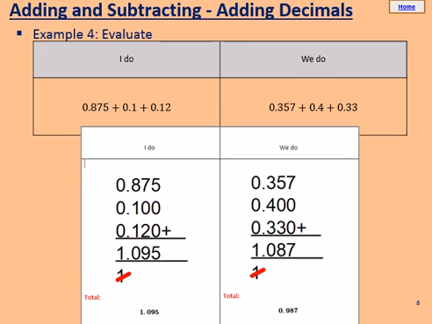1.087. Remember that 0.4 is equal to 0.400 because the 4 belongs in the tenths column. And 0.33 is equal to 0.330 because the first 3 belongs in the tenths and the second 3 belongs in the hundredths column.